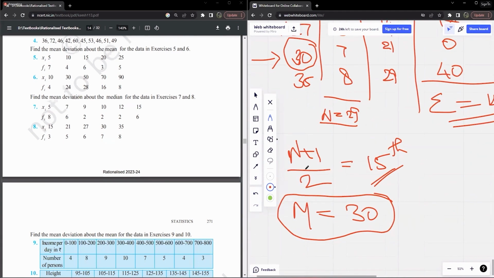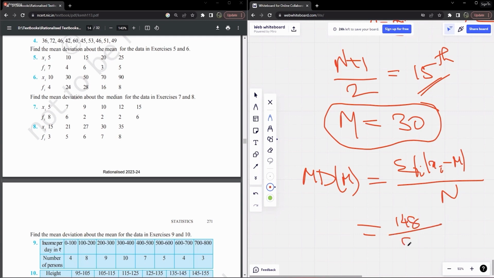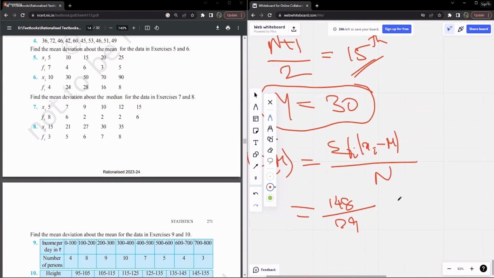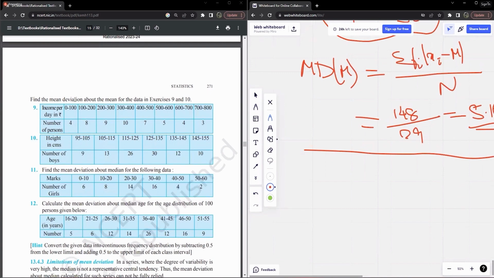So your mean deviation about the median is going to be equal to sigma fi times mod of xi minus M divided by capital N, which is basically 148 divided by 29, which is 5 point... 148 divided by 29, so this is 5.103. And that's the answer. There we had xi given.